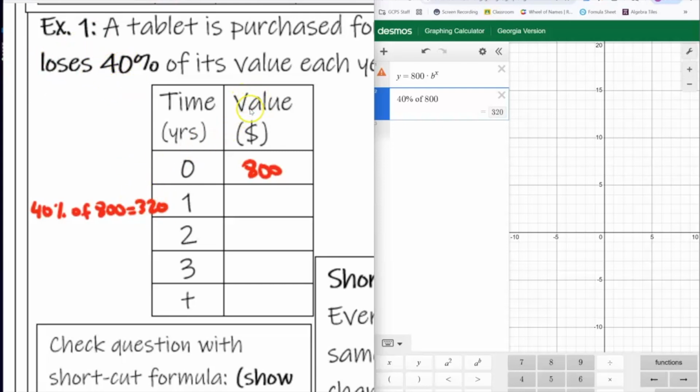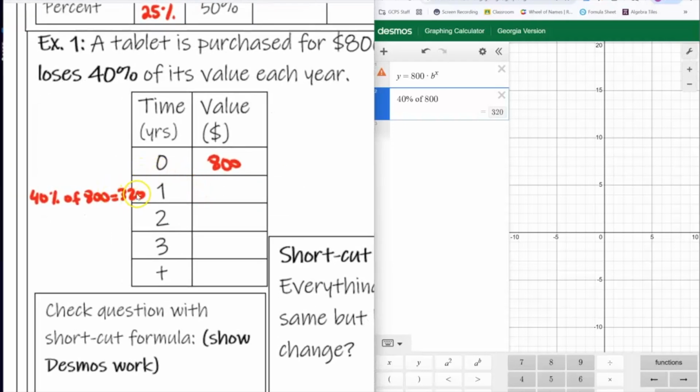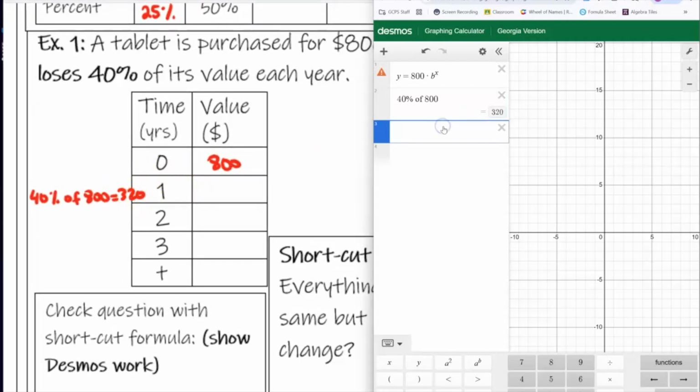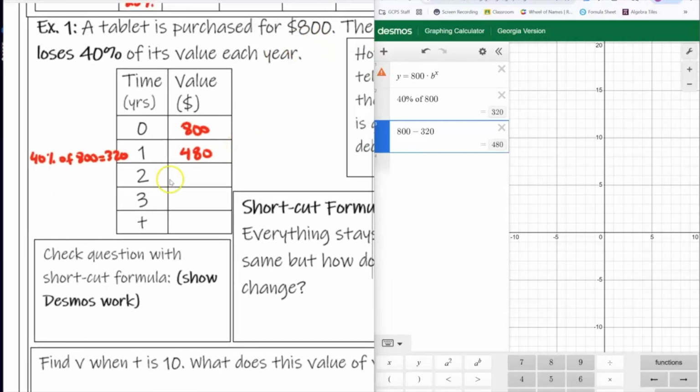If you notice in the table here, it talks about value. It doesn't talk about what I've lost. How much is this tablet valued at the end of this 1 year? It's not valued at 320. That's what I lost. So to find that amount, I would say 800 minus 320 gives me 480. So it is now worth $480. When I'm trying to find the value in year 2, it's going to lose another 40% of its value each year. So now I'm going to find 40% of 480.